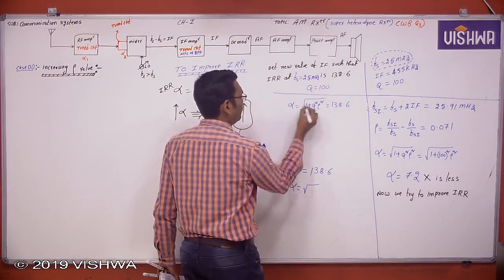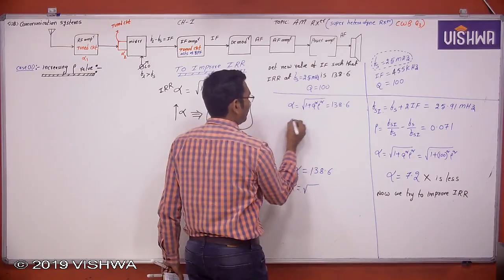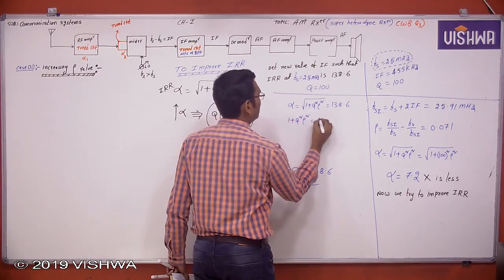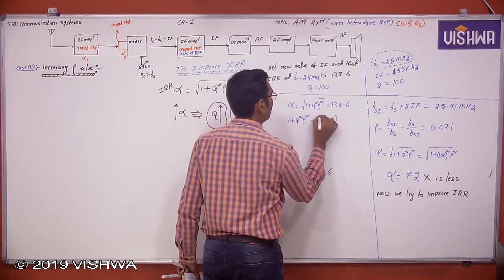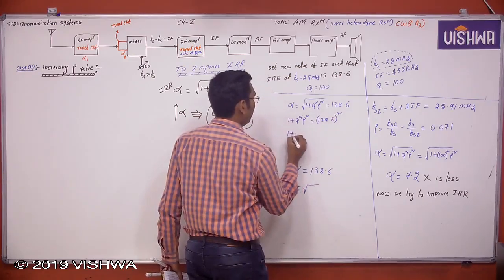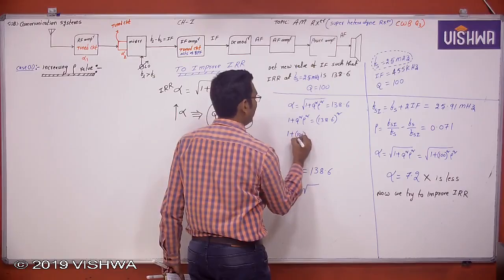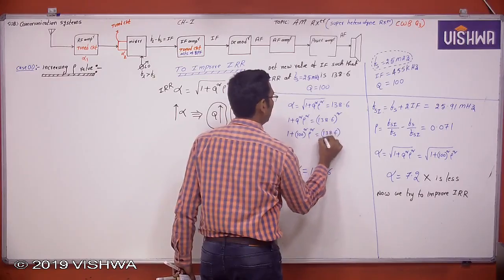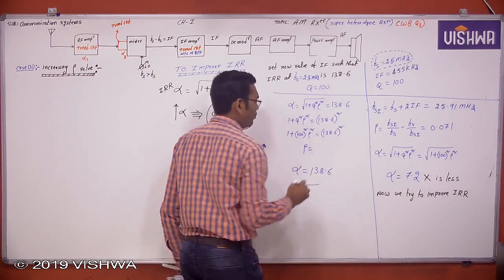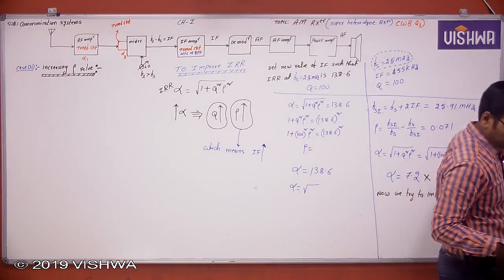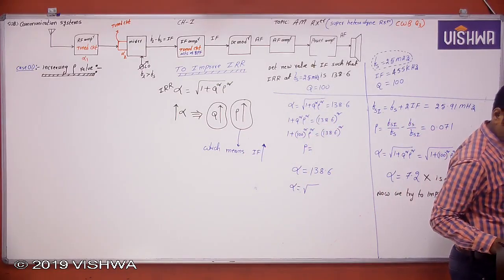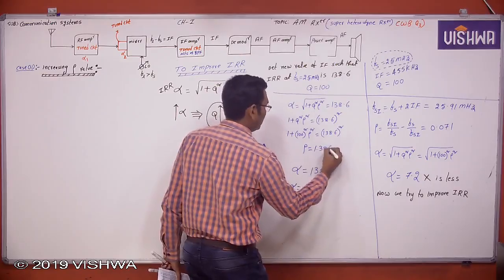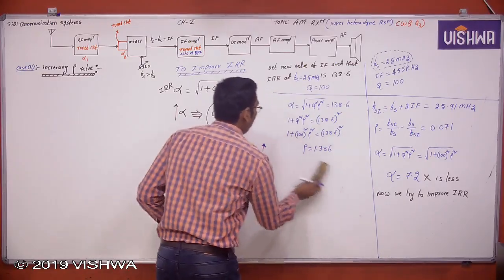Now, what is Fs? Fs is 25 megahertz. Now, this is alpha. So, 1 plus Q square rho square is equal to 138.6 whole square. So, 1 plus Q is 100 square, which is equal to rho square, which is equal to 138.6 whole square. And what is the rho value? The rho value here is 1.386 you can get.